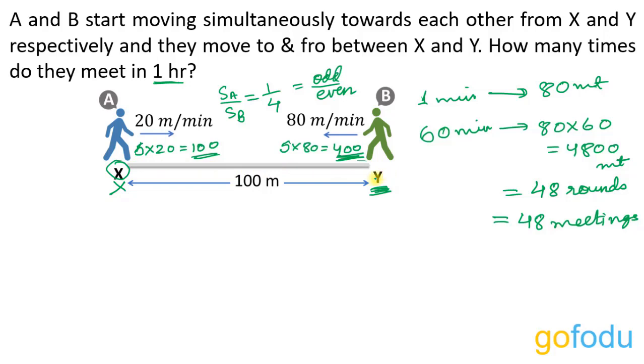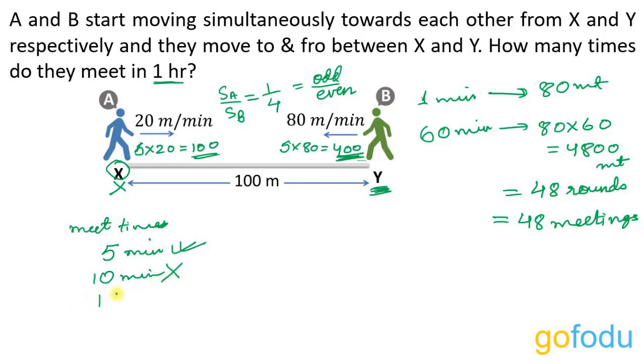So the first meeting will happen at the end of 5 minutes. Then in the next 5 minutes, A will start from Y and will reach X again, whereas B starting from Y will cover 4 rounds and again end up at Y only. So at the 10th minute, there will be no meeting happening. They will meet at 5 minutes, but they will not meet at the 10th minute.